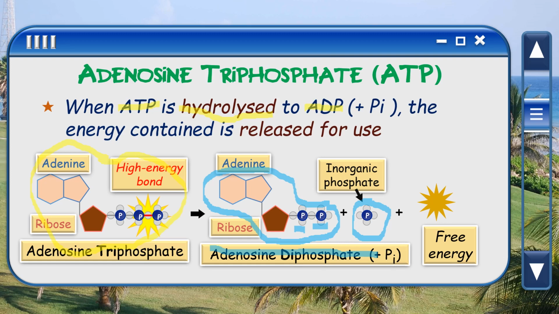And when that one is broken off, we release the energy that is contained in that bond. That bond which broke off the one phosphate released the energy, and it is this released energy that is going to be used in our cell. So when we hydrolyze ATP to ADP, we get energy which is available for use in the cell.